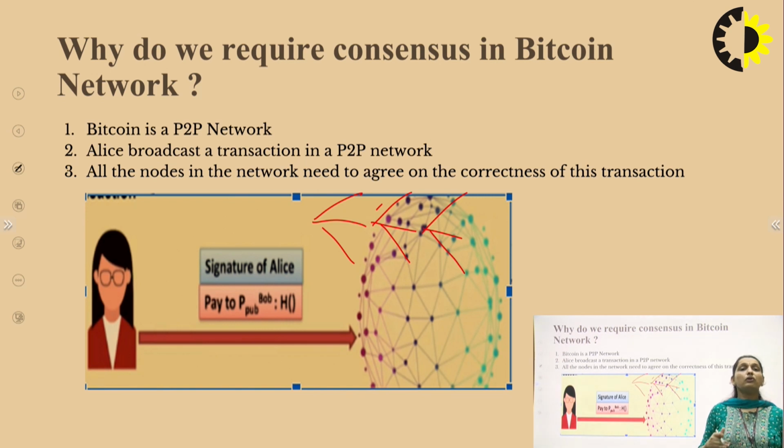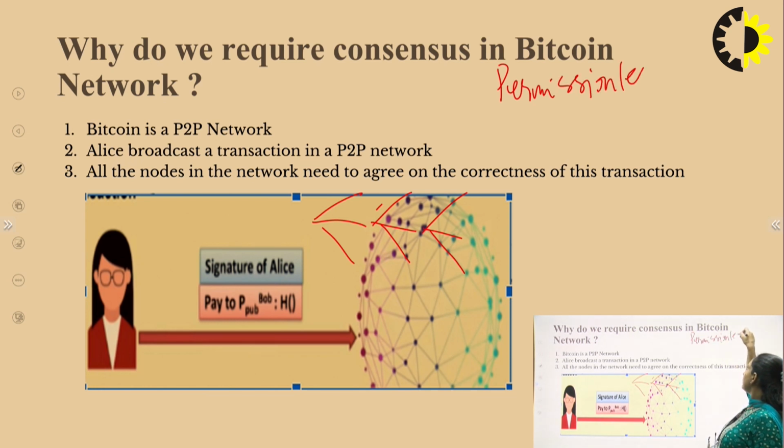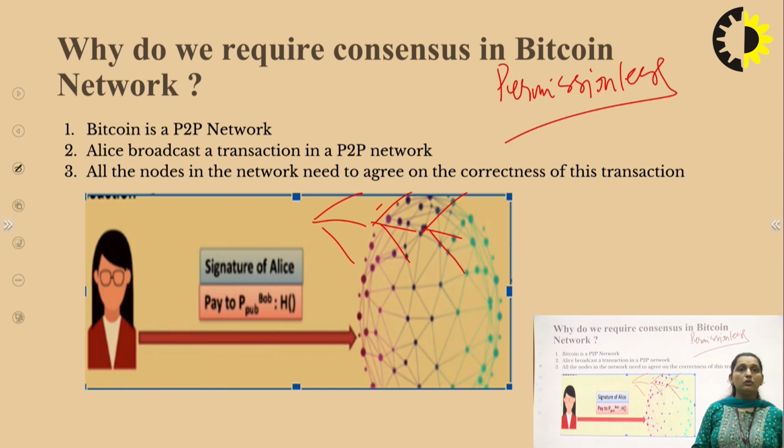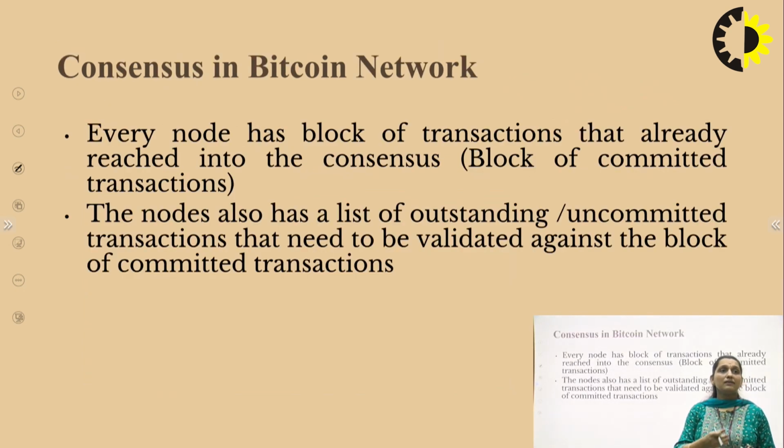It is an open network. We don't know about the nodes connected to us. We don't know the identity of the nodes in the Bitcoin open network, because it is called a permissionless network. We don't need any permission to enter it. We just have a person and then we enter. Okay. Next, consensus in a Bitcoin network.